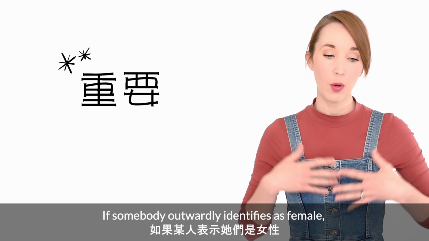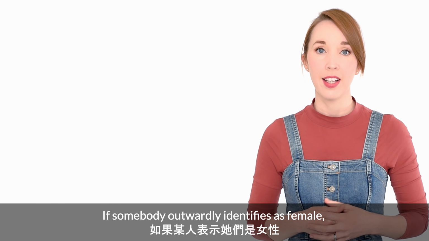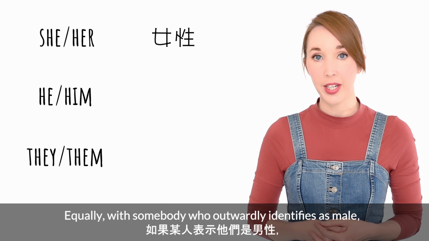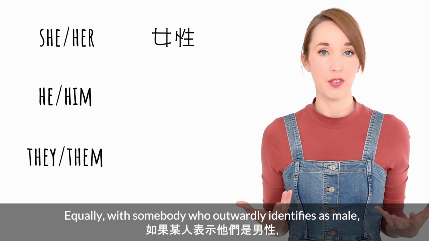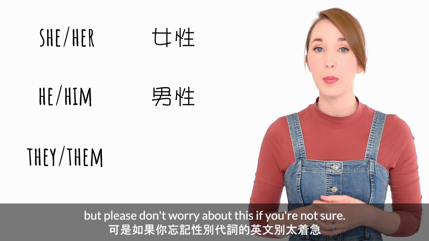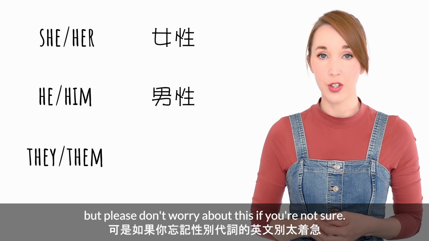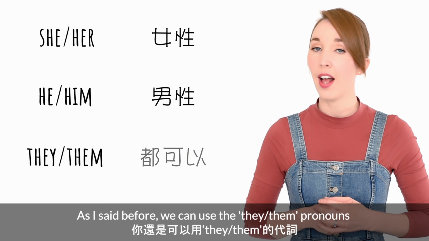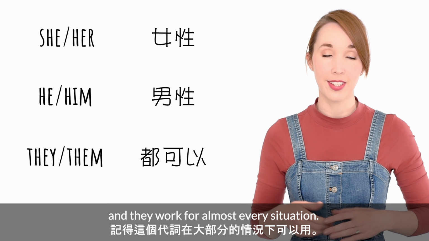If somebody outwardly identifies as female, it is important to use the she, her pronouns. Equally, with somebody who outwardly identifies as male, we use the he, him pronouns. But please don't worry about this if you're not sure. As I said before, we can use the they, them pronouns, and they work for almost every situation.